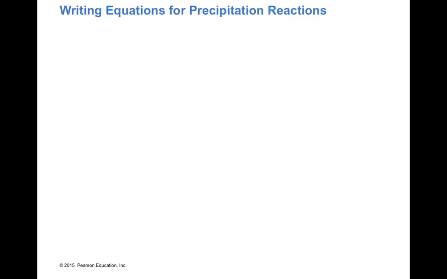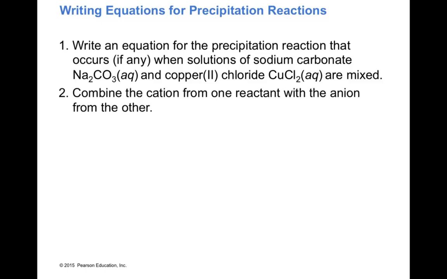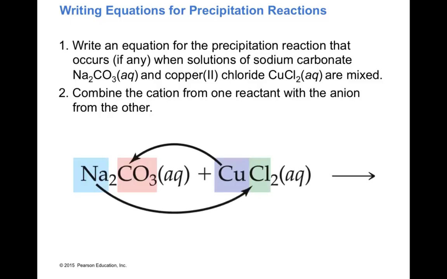So, write an equation for a precipitation reaction. Number one, you need to write an equation for the precipitation reaction that occurs, if any, when solutions of sodium carbonate and copper chloride are mixed. Okay, so we're going to write the reactants first. We have here sodium carbonate and here we have the copper chloride, and we need to combine the cation of this one with the anion of this one, and the cation of this one with the anion of the copper chloride. So we're going to produce NaCl and copper carbonate.